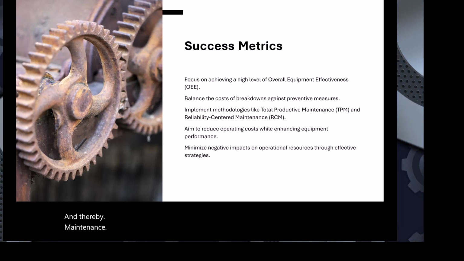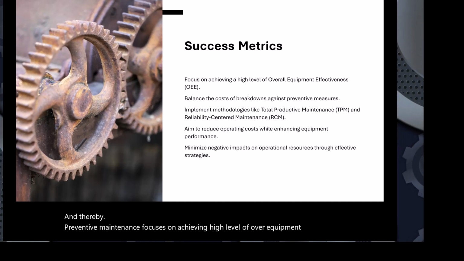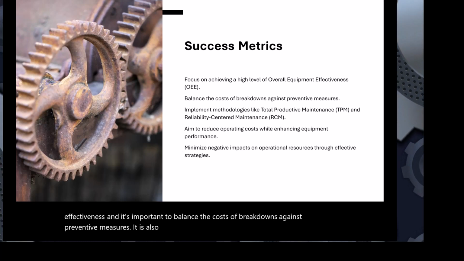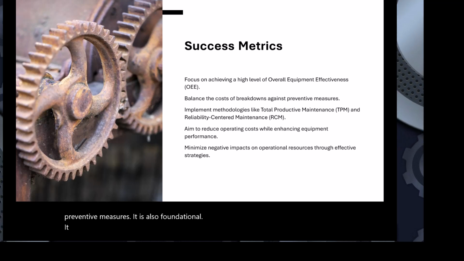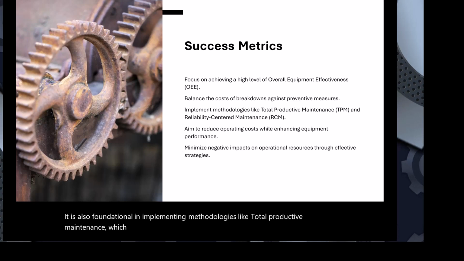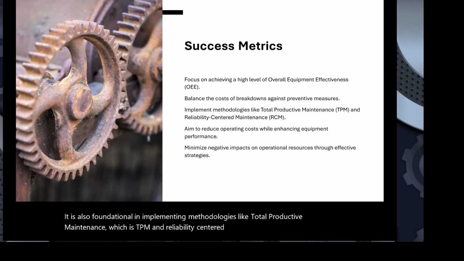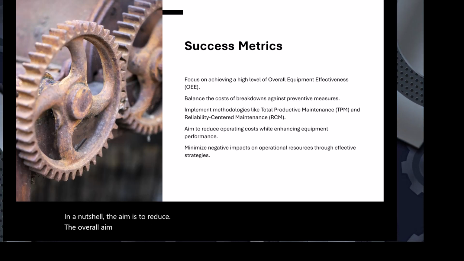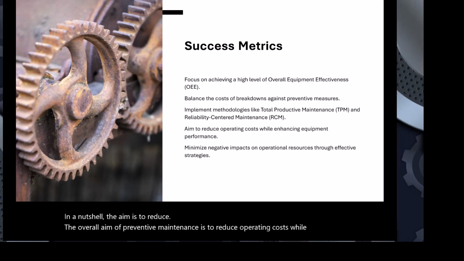Preventive maintenance focuses on achieving a high level of overall equipment effectiveness, and it's important to balance the costs of breakdowns against preventive measures. It is also foundational in implementing methodologies like total productive maintenance, which is TPM, and reliability-centered maintenance, or RCM. The overall aim of preventive maintenance is to reduce operating costs while enhancing equipment performance.